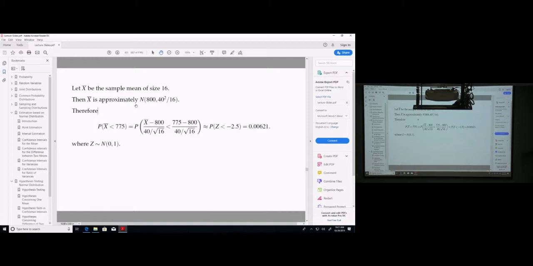Okay, anyway, after this, we will have this, all right? And so I think the basic thing that you need to pay attention to in this example is that the mean of X bar is still the same as the population mean, which is 800, but the variance is 16 times less. All right, so you divide by 16. This is basically the only thing in this example.